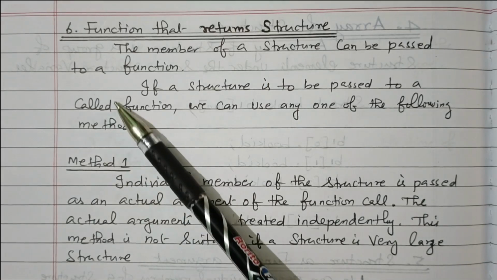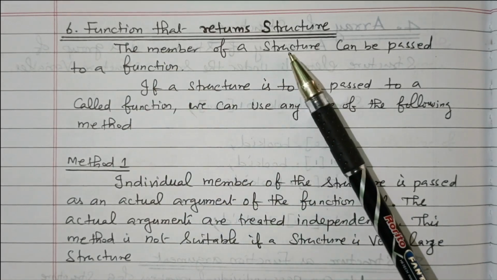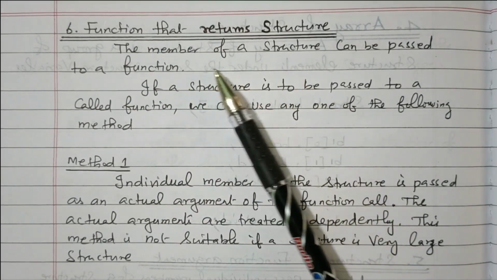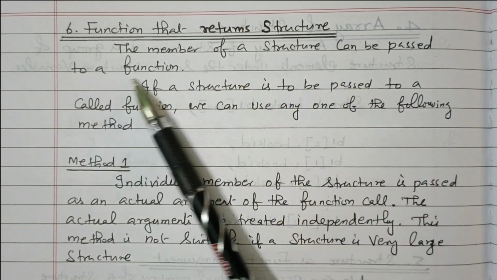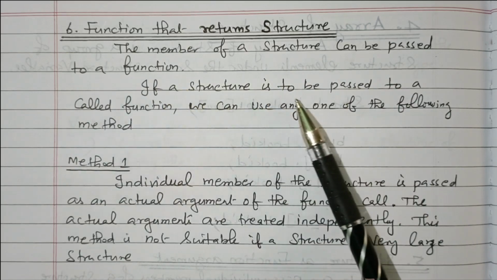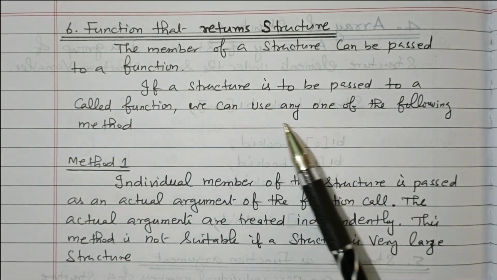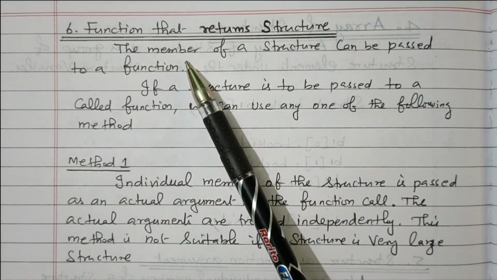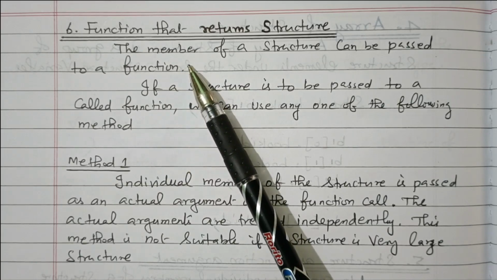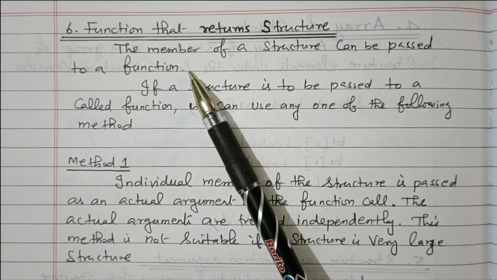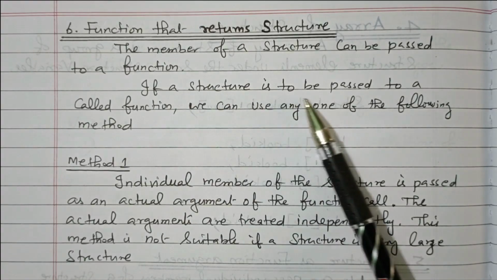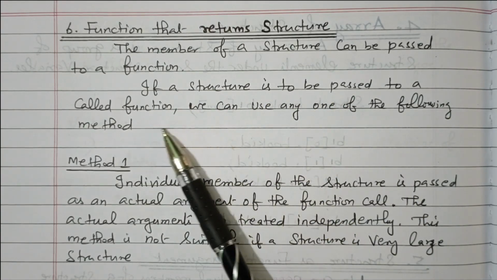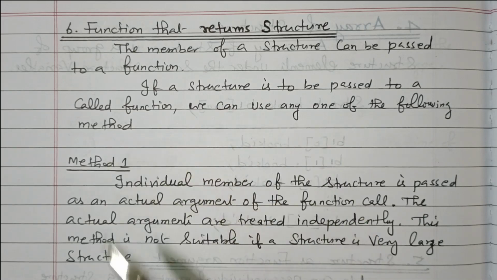So next we will see functions that return structures. Right, passing we have discussed. Now what will the function return? The member of a structure can be passed to a function. If a structure is passed to the called function, we can use any one of the methods. We already discussed: a member of a structure can be passed, or the entire structure can be passed, or a pointer can be passed. We can use one of these methods, right?